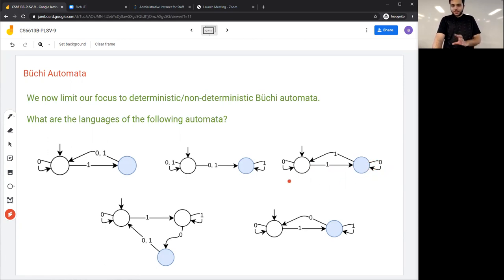Okay, so you're seeing that these automata are quite expressive, and with just two states, we can say so many things. Okay, how about this large one here? The one with three states. What is the language of this automaton?